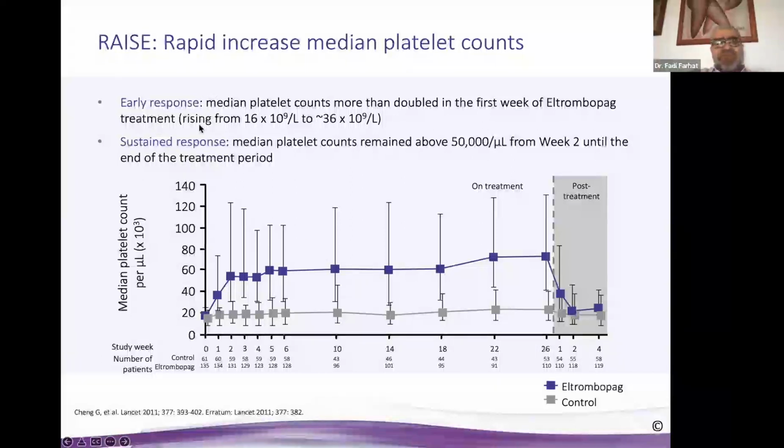And it's nice to say also that there was a rapid increase. The early response, which was defined by the platelet count doubling in the first week of L-Thrombobag, and the sustained response, which was defined by keeping the platelet level more than 50 from week 2 until the end of the treatment, were better in the arm of L-Thrombobag. So the responses were earlier and more sustained with L-Thrombobag.